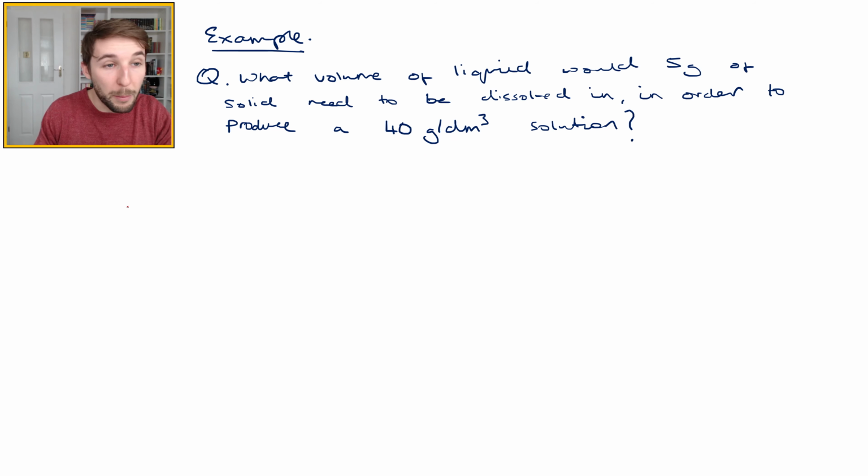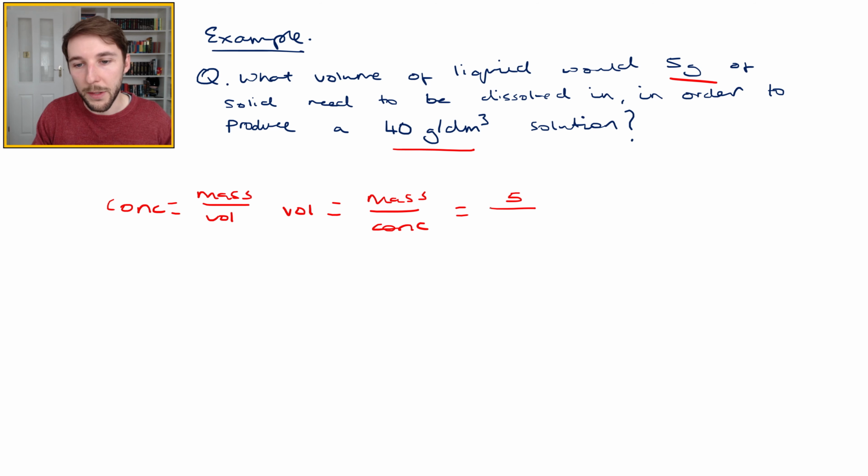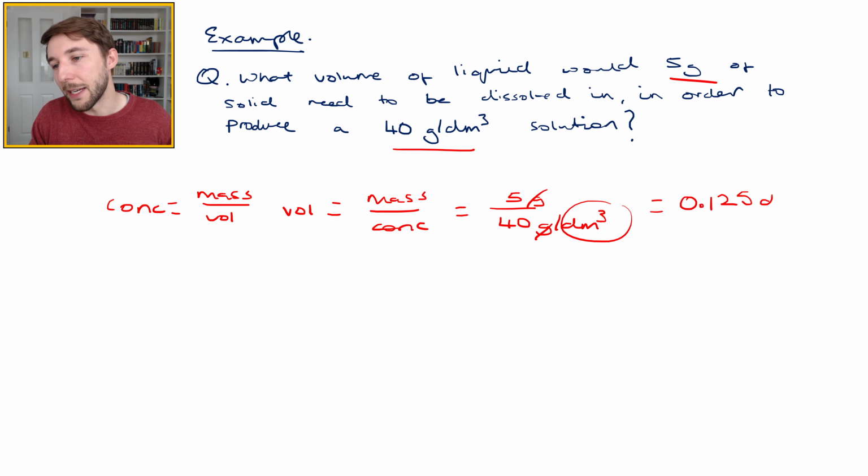Well, hopefully you remember from the start that concentration is equal to mass over volume, so therefore we could say that volume is equal to mass divided by concentration. And we have a mass here and we have a concentration here. So all we're going to do is 5 divided by 40, 5 grams divided by 40 grams per cubic decimeter. And the grams will cancel out and you'll be left with an answer in cubic decimeters. Now when I did that, I got the answer of 0.125. And that answer there is in cubic decimeters.